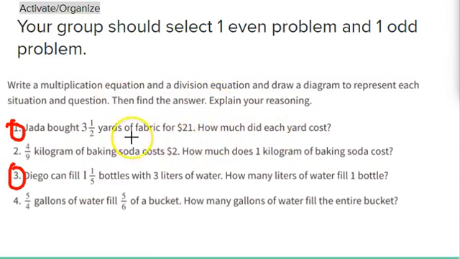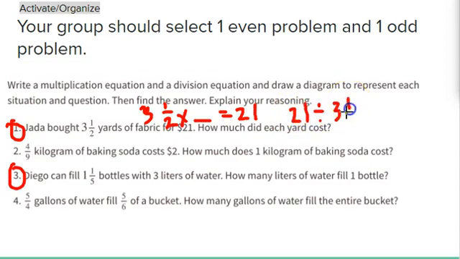So how much did each yard cost? Well, if we talk about the 3 1/2 yards times however much it was per yard, that should give us our $21, right? Division would be that $21 divided by the 3 1/2 yards. That will give us how much per yard.